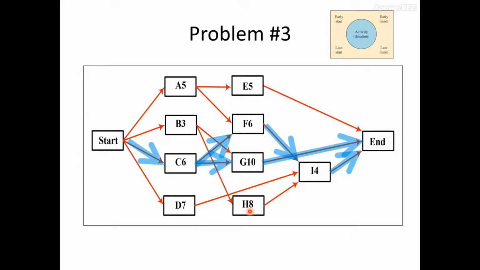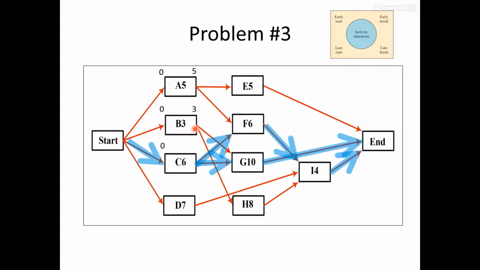To answer this question, first you need to identify early start, late start, early finish, and late finish. So for activity A, early start is 0 since it's the first activity in this project, and it will take 5 weeks to complete, so early finish is 5. For activity B, early start is 0 since it's the first activity from the start of this project. Early finish is 3 since it requires 3 weeks to finish its job.